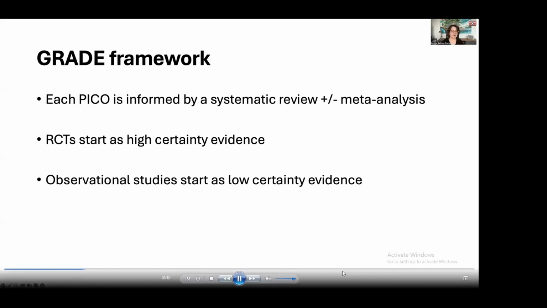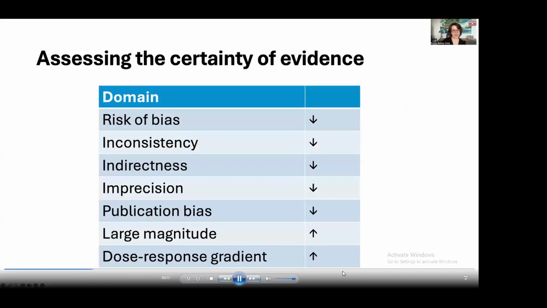Within the GRADE framework, randomized controlled trials start as high certainty evidence and can be downgraded for several factors that we'll go into. And observational studies start as low certainty evidence and can be either downgraded or upgraded based on some domains that we will look at now.